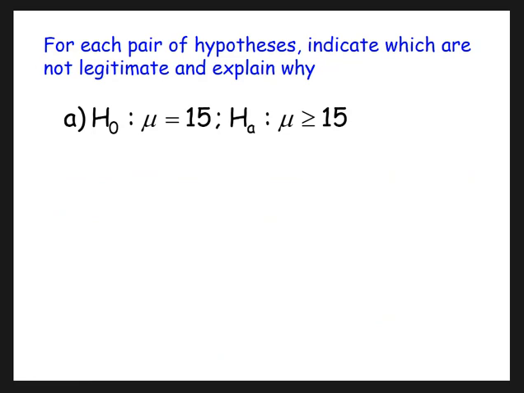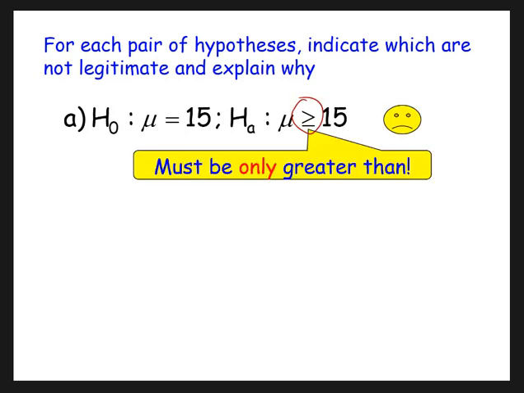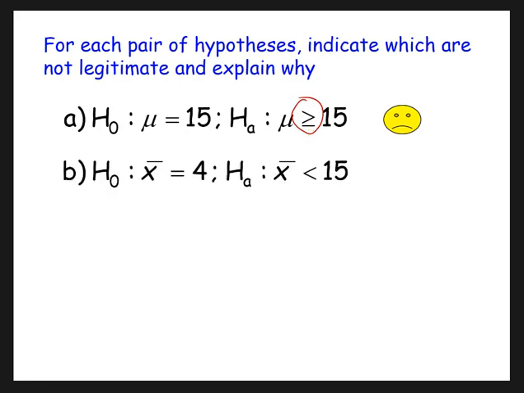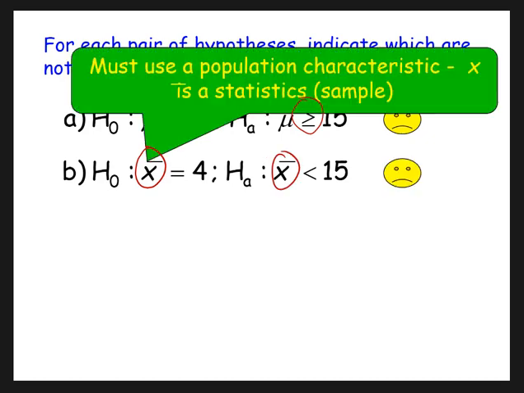For each pair of hypotheses, indicate which are not legitimate and explain why. So up here, first one, there's an equal sign in the alternative. That is not legitimate. It should only be greater than in the alternative. This one, this is an X bar. That's a sample statistic, not a population parameter.